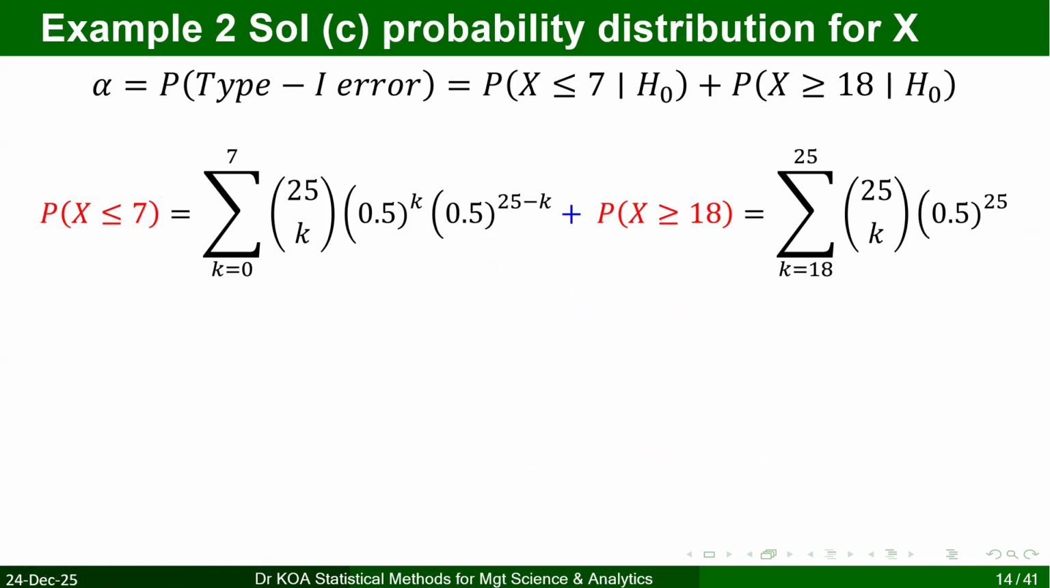And then you calculate that. If you do that, you're going to get 0.02. When you do that for each one of them and sum them, you're going to get 0.02 and another 0.02 in both cases. And when you sum those two 0.02s, that is for the one above 18 and the one below 7, you get 4%. So our alpha now is 4%.